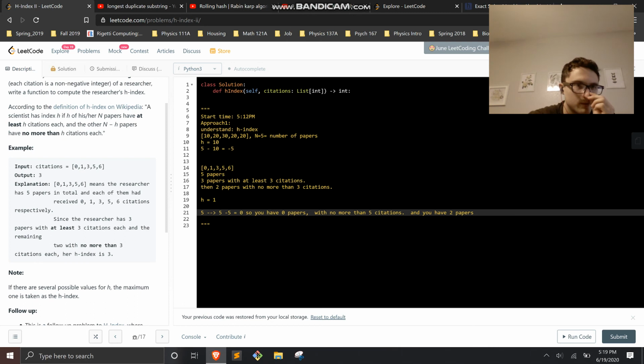Wait, is that a problem? If even you have at least a citation each and the other, I don't think there is another answer. It says here if there are several possible values, but there's not several possible values here. And why is there not several possible values?